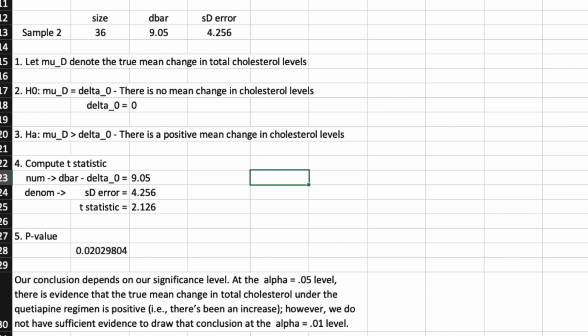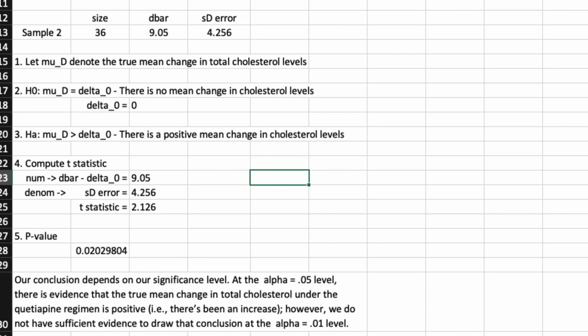So what I'm going to do now is I'm going to go ahead and do the numerator. So that's going to be my d bar minus delta naught, and delta naught was 0, so d bar is simply 9.05. Next thing I'm going to do is my denominator. My denominator here is going to be the standard error, the magnitude of my error, and that was given, and I already have it as 4.256. And so now I can calculate my t-statistic as 2.126.